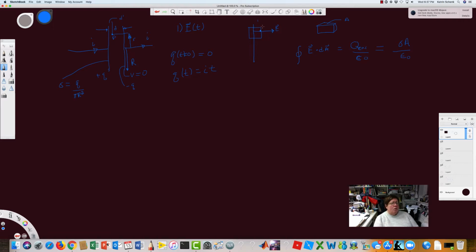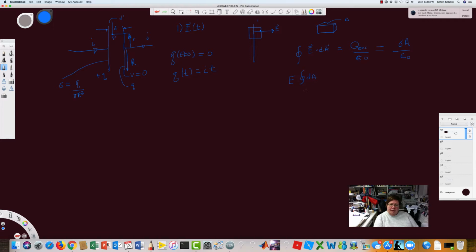Furthermore, along that whole surface, E is constant. So that means I can pull E right out of the integral sign, and I end up with an integral of dA. So on this side I get E, no longer a vector because the dot product gets rid of that, and the integral of dA, no longer a vector.